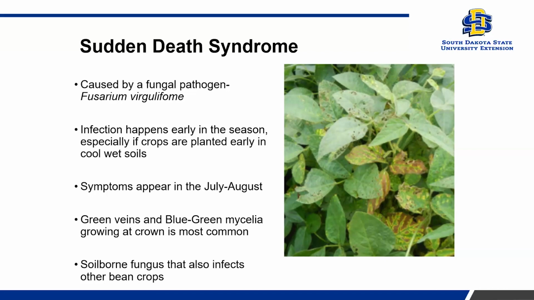So infection by SDS occurs early in the season, especially if the plants are put into cool, wet soils. Symptoms of SDS are going to appear in the July to August time point, usually as that plant is starting to complete pod fill. Green veins, which is what you saw on the previous slide, and a blue-green mycelia growing at the crown are the most common symptoms that we'll see. The blue-green mycelia is kind of hard to find if the infection level is low, but it is there.